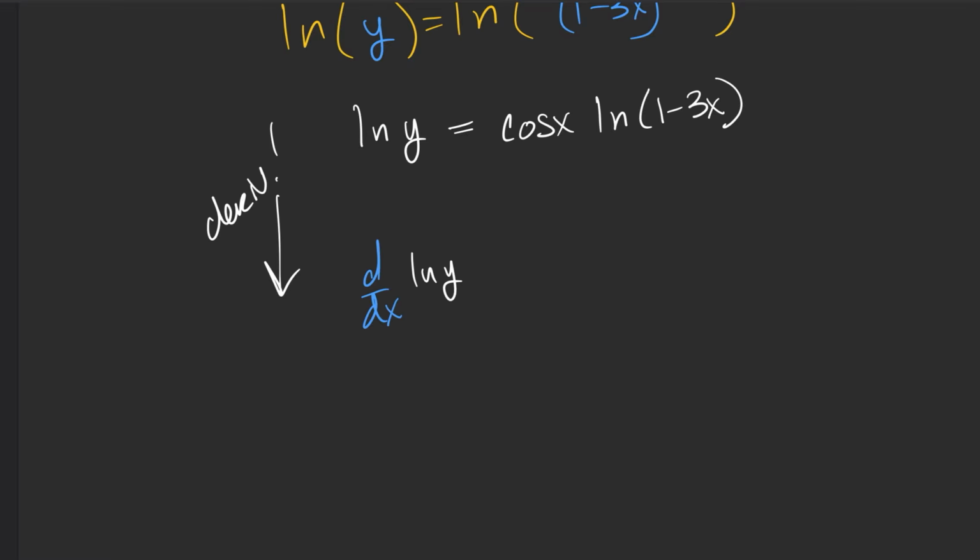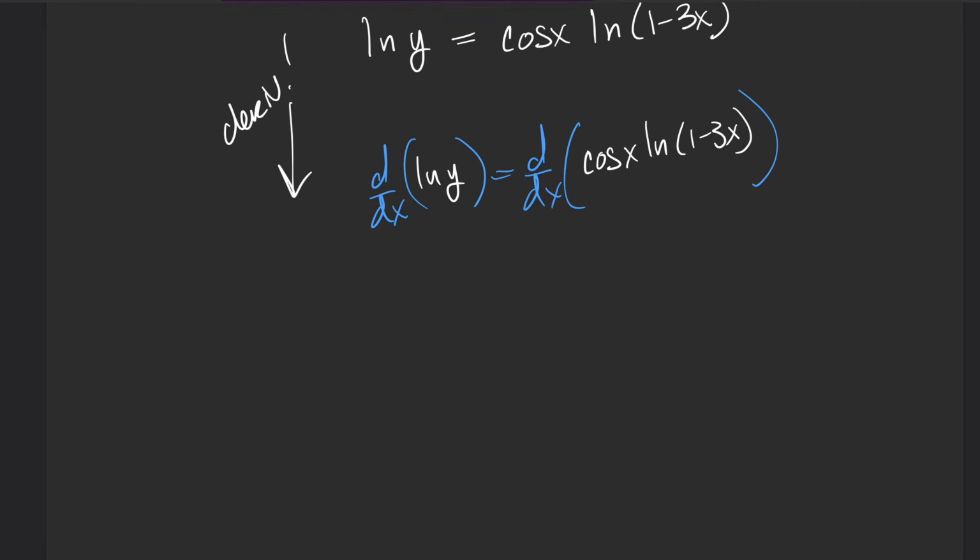So if I take the derivative with respect to x of this side and the derivative with respect to x of this side, we're now just going to have to be careful. On the left, what is it always equal to? It's always equal to y prime over y, because the derivative of the natural log is 1 over y times the derivative of the inside, which is y prime. So that's why we get this always for log differentiation.